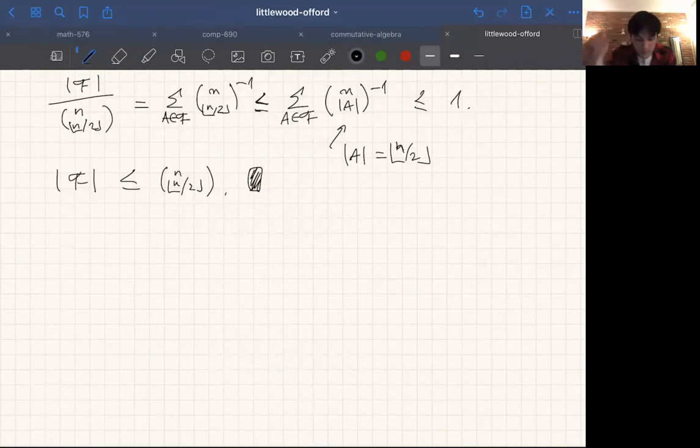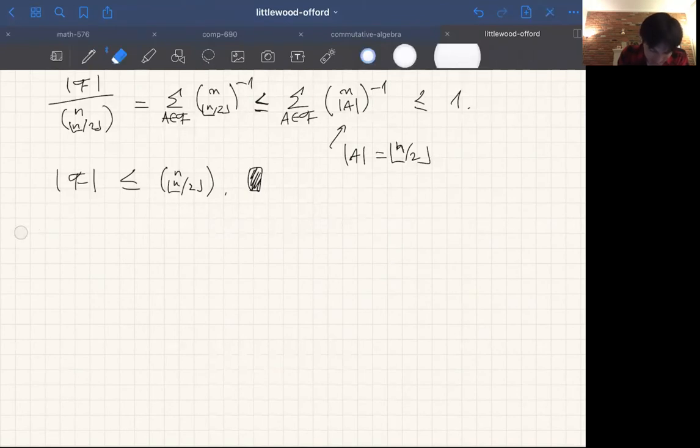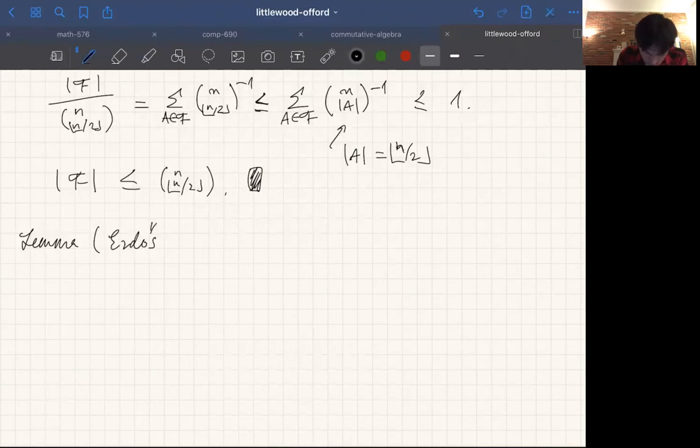And Erdős, Paul Erdős, didn't prove it for complex numbers, but for real numbers, he said you can apply Sperner's theorem right away. So this is what he did. It's technically a lemma. But this is by Erdős in 1945. So I guess 2 years have passed.